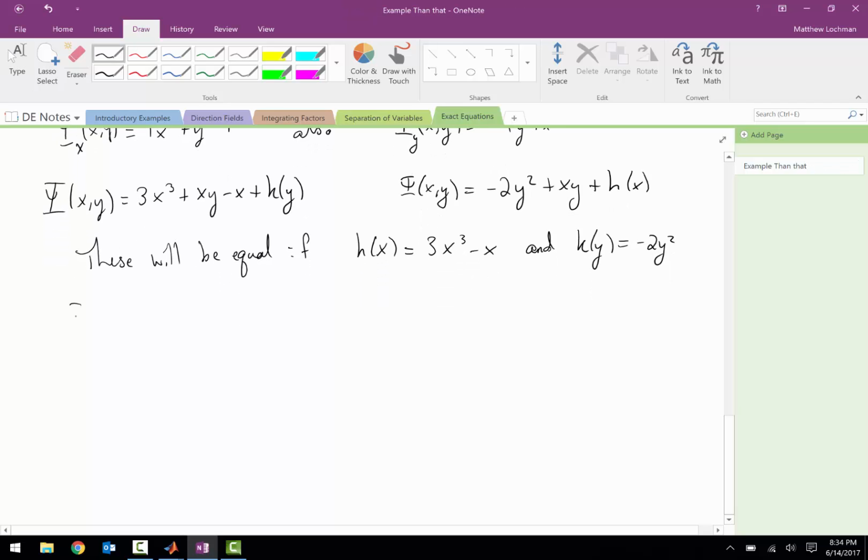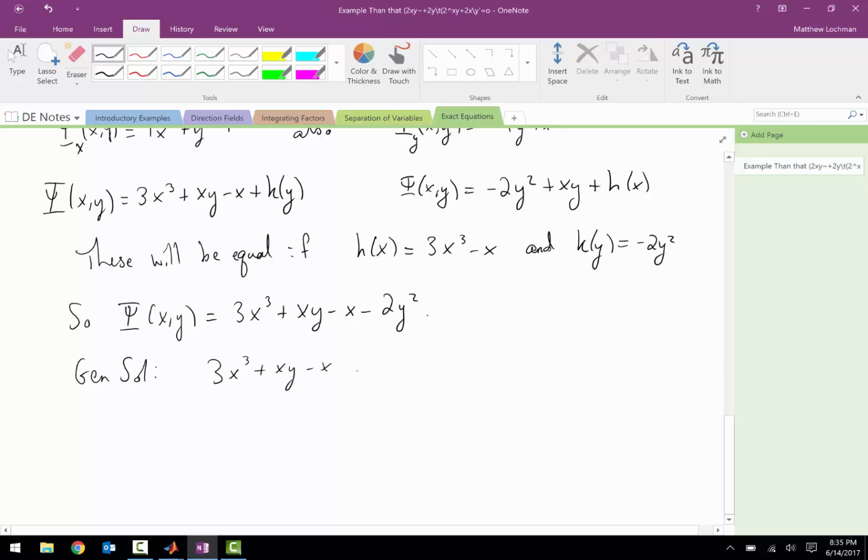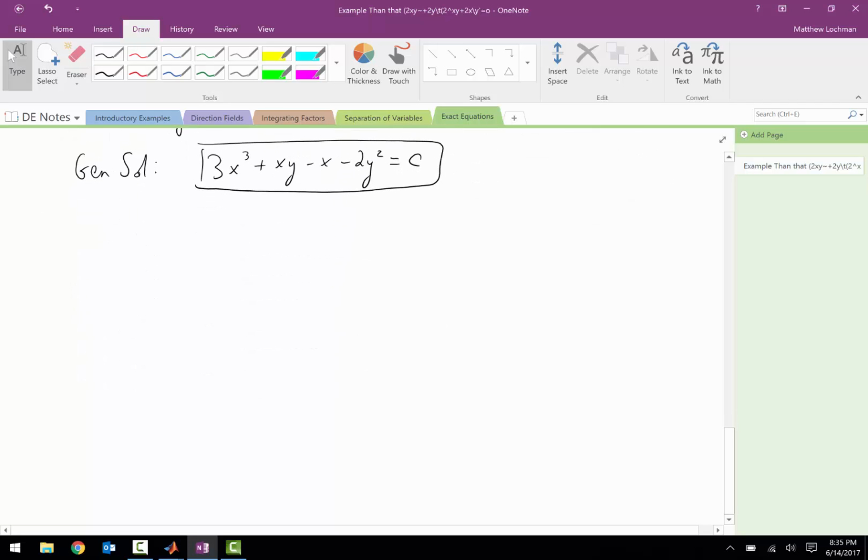So that means that, putting this all together, for instance, if I look at the first formula, and then k was minus 2y squared. Okay, so the general solution is this thing equals constant. Okay, so that's good.